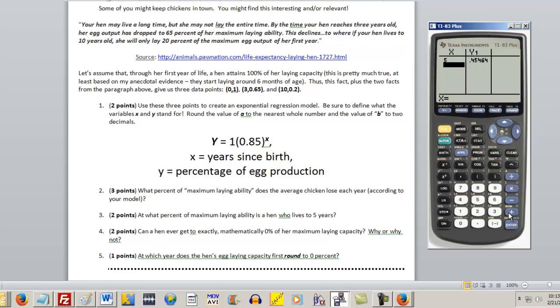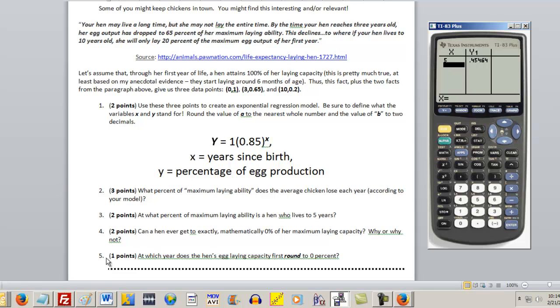Can a hen ever get to exactly, mathematically, 0% of her maximum laying capacity? No, she can't. Not mathematically. Realistically, maybe, but mathematically, no. Mathematically, you continue to take 15% off. You're never going to be able to get to 0, because the only way to get a number multiplied by another number to equal 0 is for one of those numbers to be 0. And since we start from essentially 100%, and we keep taking 15% off of that 100%, neither of those numbers is 0, so mathematically, no.